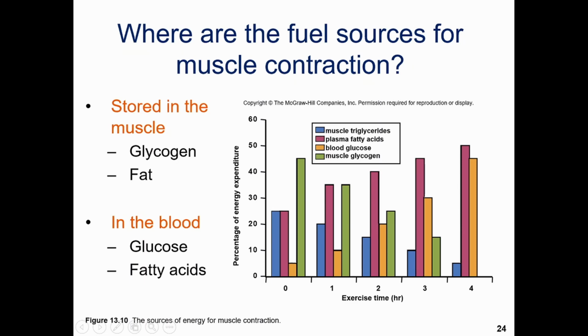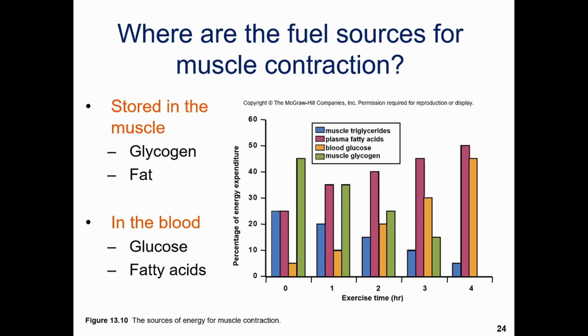So we've talked about how muscles contract, but we haven't gone into what the fuel source is for muscle contraction. We mentioned ATP, but where is that ATP coming from? Or what's the main source of energy that we're using to create all that ATP?